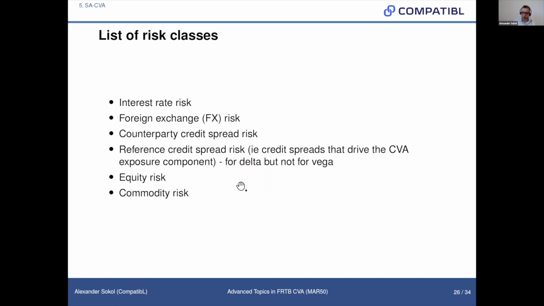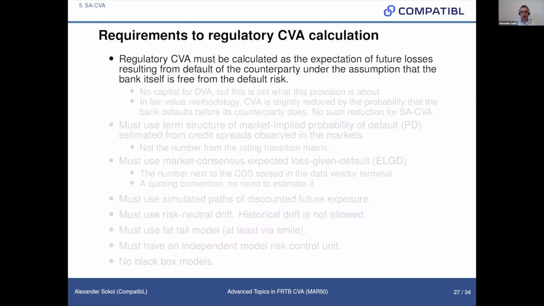All right, so now let's continue. What are the requirements for regulatory CVA calculation? Regulatory CVA must be calculated as the expectation of future losses resulting from the default of the counterparty under the assumption that the bank itself is free from default risk. That's a difference from fair value CVA calculation, but it may not be the difference that you think it is. You read it and say, okay, so you don't have the DVA, and indeed, there is no capital for DVA.